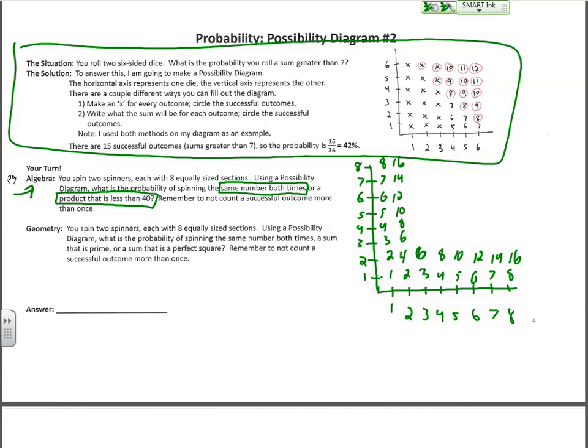So when I look at this, the reason why I said not to count a successful outcome more than once, give me an example of a successful outcome that falls under both of those categories. The same number both times, which is also a product less than 40.